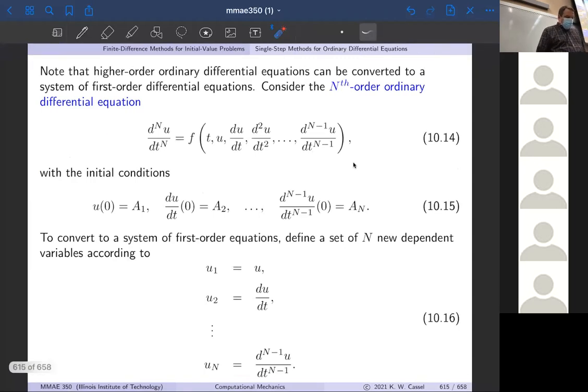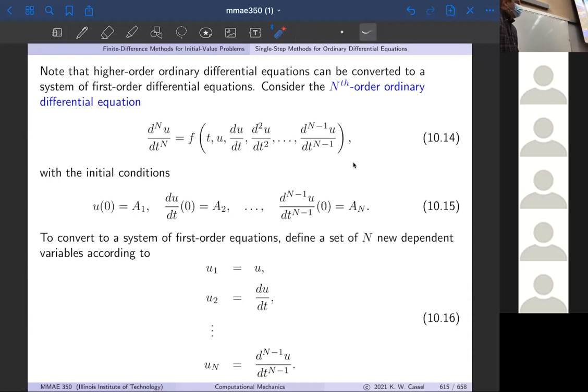Okay, so the question that I posed at the beginning of this section is, how can I take an nth order ordinary differential equation and convert that to something we can solve? More specifically, how can I convert an nth order ordinary differential equation to a system of first order equations?